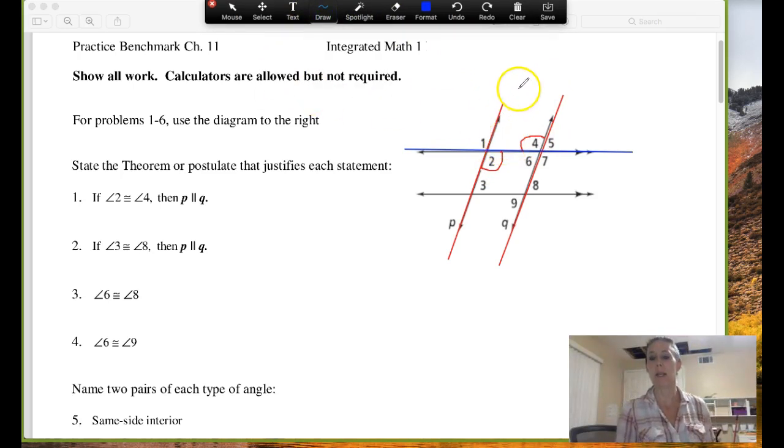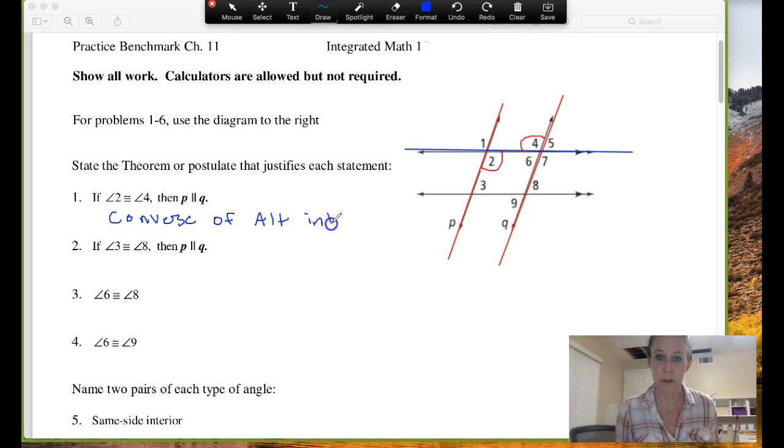Normally we say if two parallel lines are cut by a transversal, then alternate interior angles are congruent. This is the opposite. It says if these alternate interior angles are congruent, then the lines are parallel. So this would actually be the converse of the alternate interior angle theorem. And I'm just going to shorthand it because it's hard to write. All right, so mark it out. It makes it easier to see.